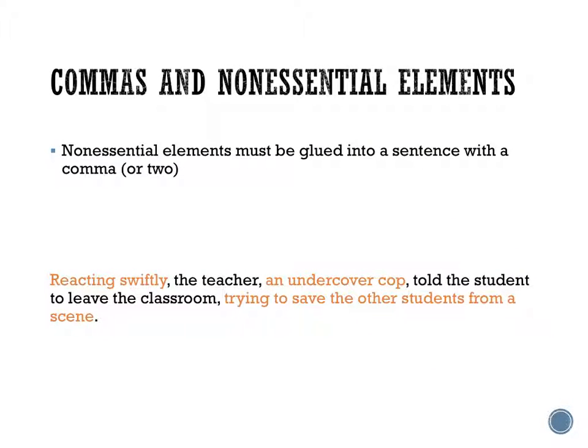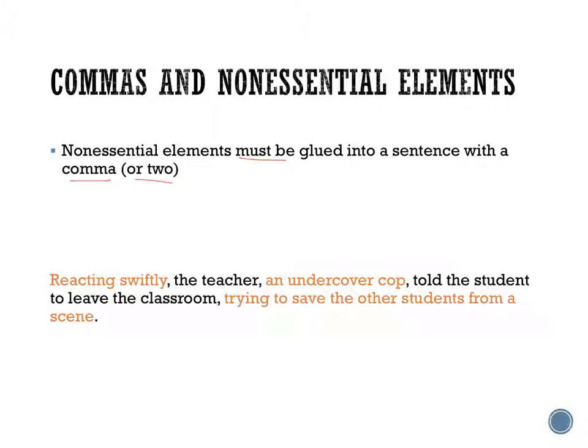Now, the key comma rule for non-essential elements is that non-essential elements must be glued into the sentence with a comma, sometimes 2, depending on the placement. There are some exceptions to this, and we'll talk about those when we talk about the different types of non-essential elements. But for the most part, commas must be used when you have non-essential elements.